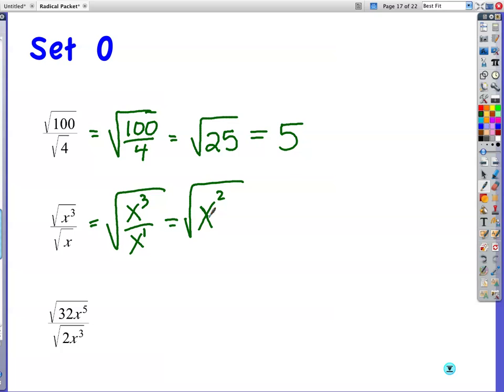When we are dividing with like bases, we subtract our exponents. Square root of x squared, plain old x. Now I'm going to write this under one radical.